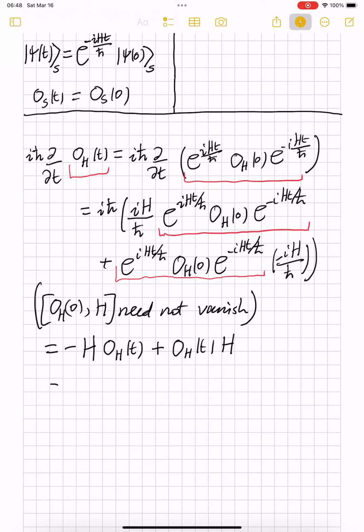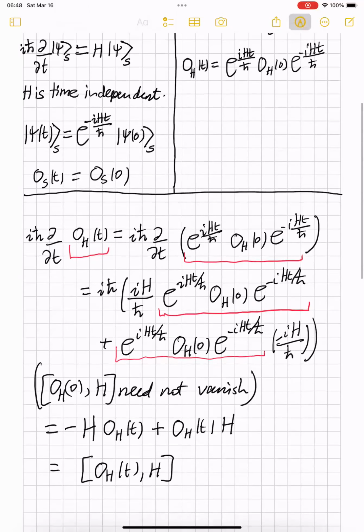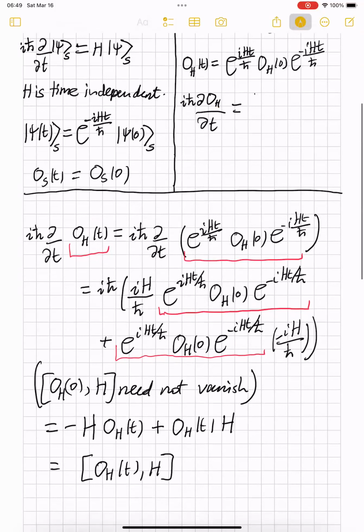So what do I have? I have the commutator of O_H of t with the Hamiltonian. And this is the Heisenberg equation of motion. It tells me that i h bar, the derivative of the Heisenberg operator with respect to t, is equal to the commutator of the Heisenberg operator with the Hamiltonian. Okay, so that is the Heisenberg equation of motion.